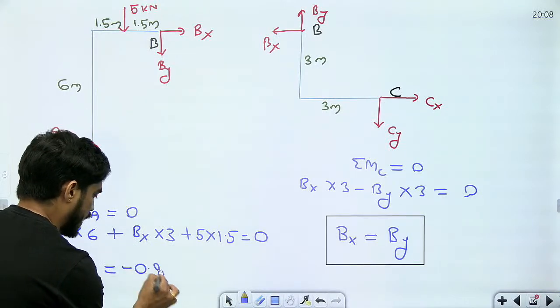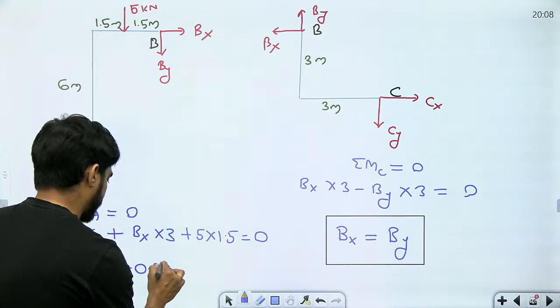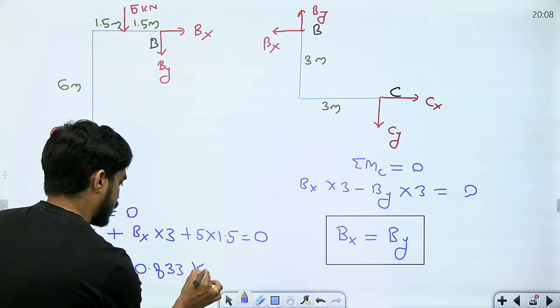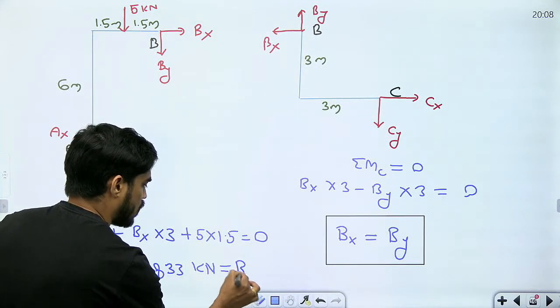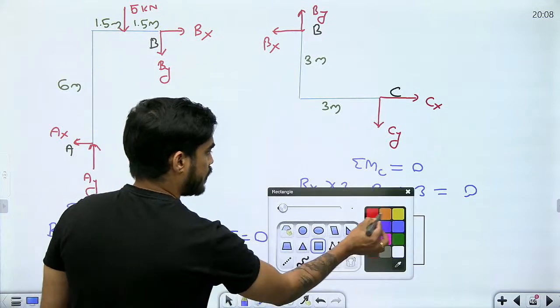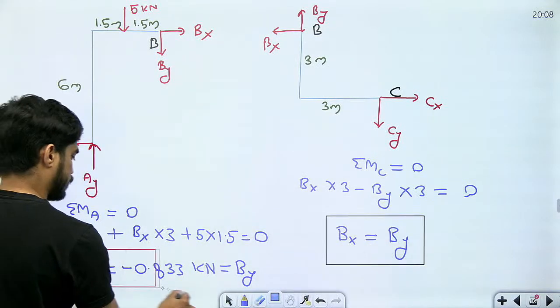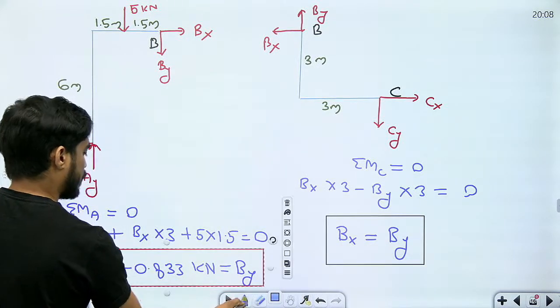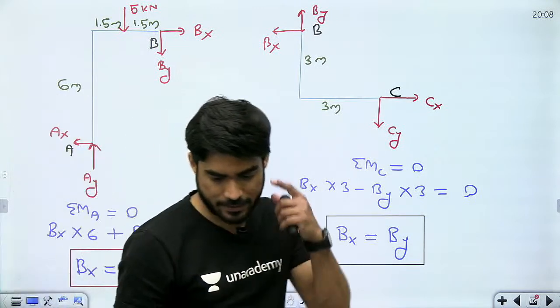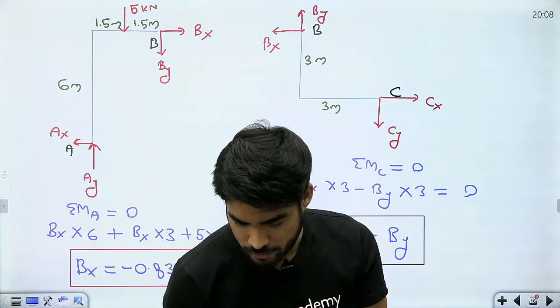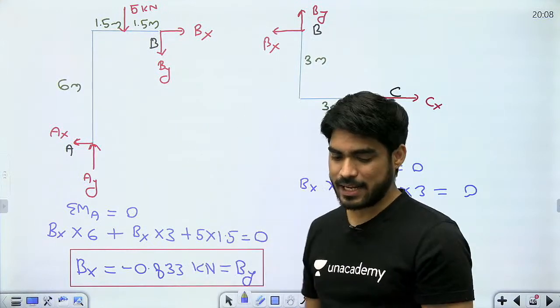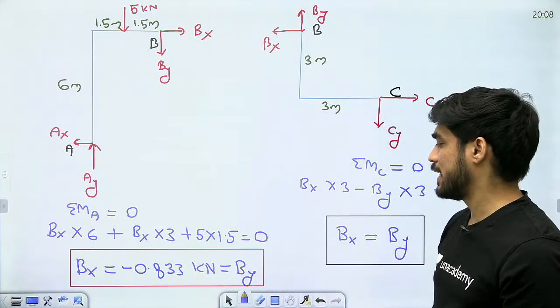Minus 0.833. And it is also equal to by. So are you getting this? bx and by minus 0.833. Very good, Ayush. bx and by both are minus 0.833.